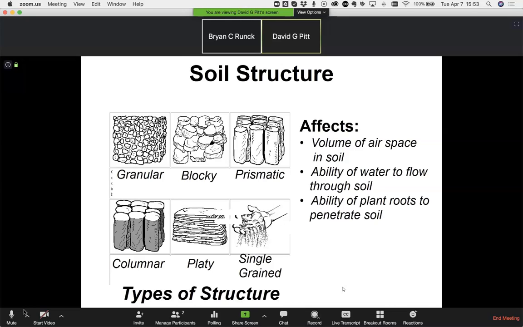Different types of structure have different volume of airspace. They have different ability of water to flow through the soil, and they have different ability of plant roots to penetrate the soil. We can talk about a granular soil structure, a blocky soil structure, a prismatic soil structure, columnar, platy, and single grain. Single grain is essentially the same as free sand. So soil structure, as I said then, affects the volume of airspace in the soil. When the soil is crushed, for example, then the airspace in the soil is destroyed.